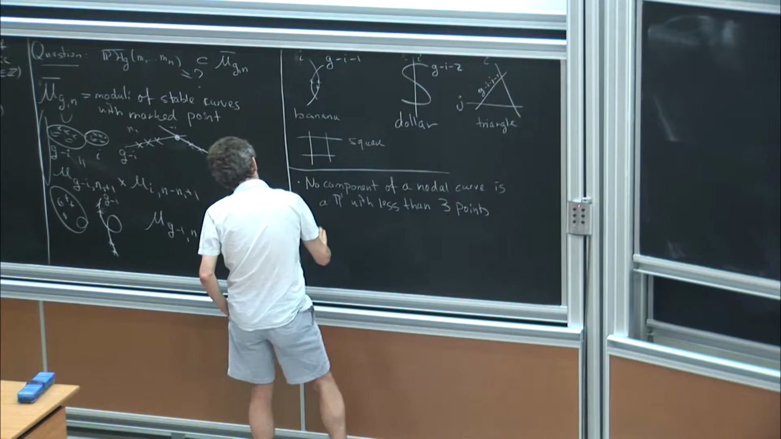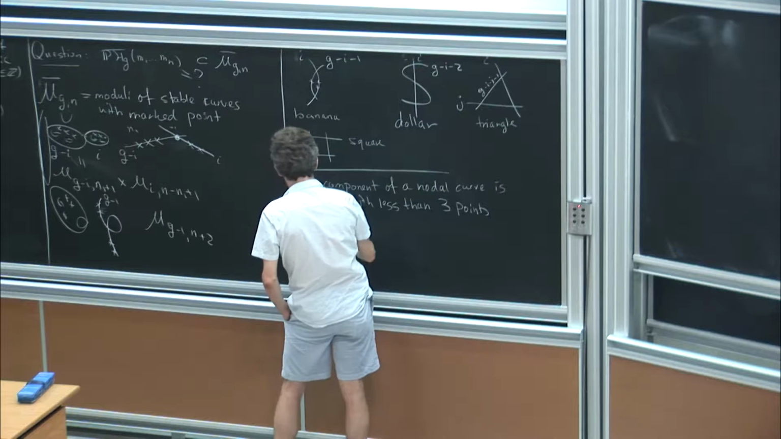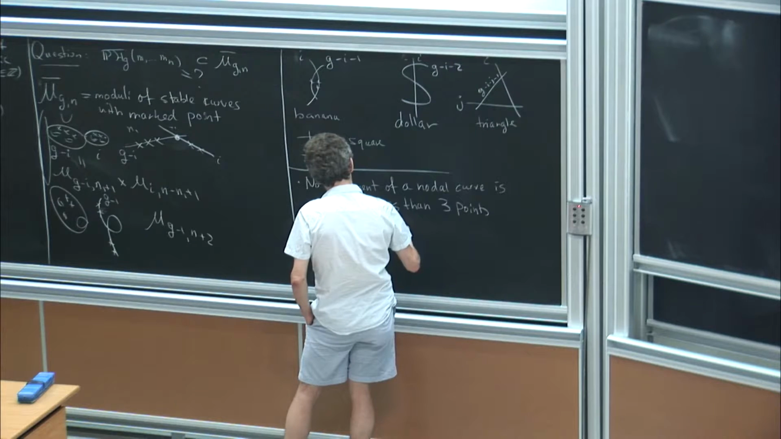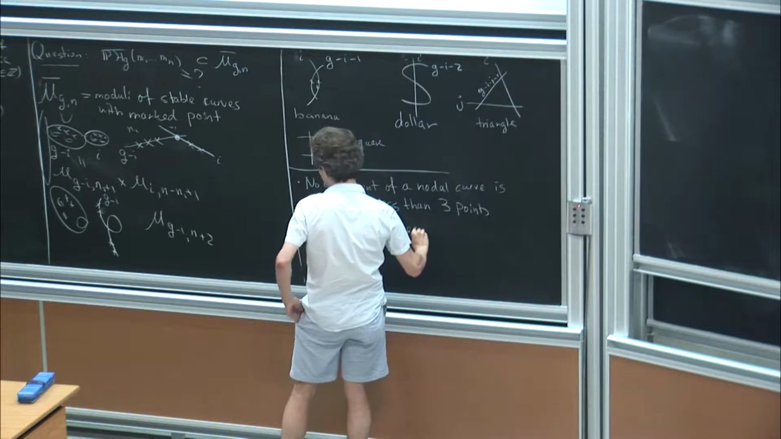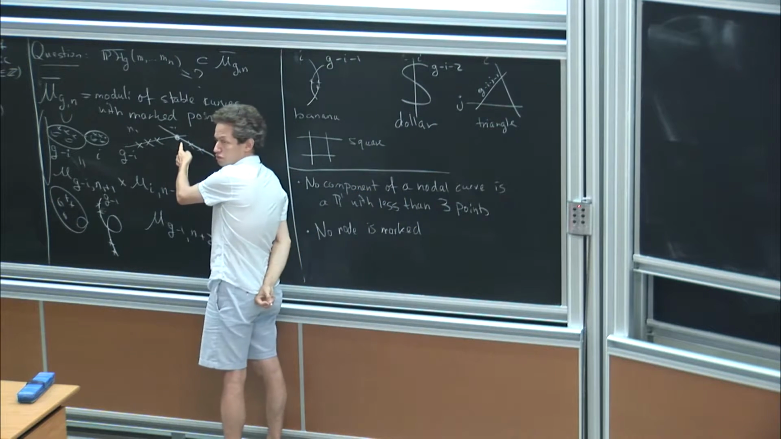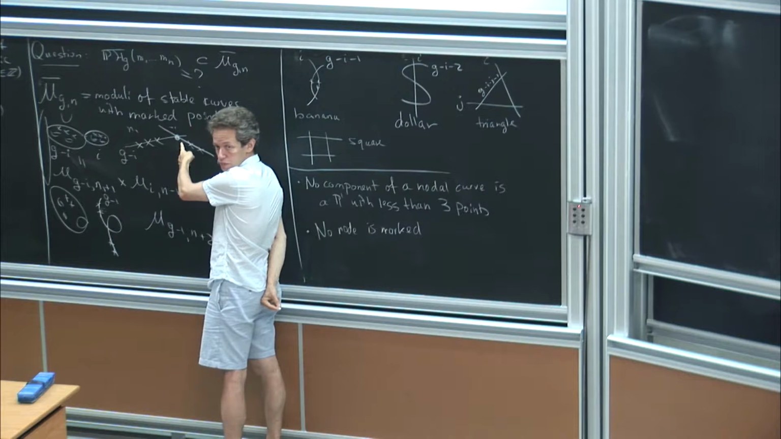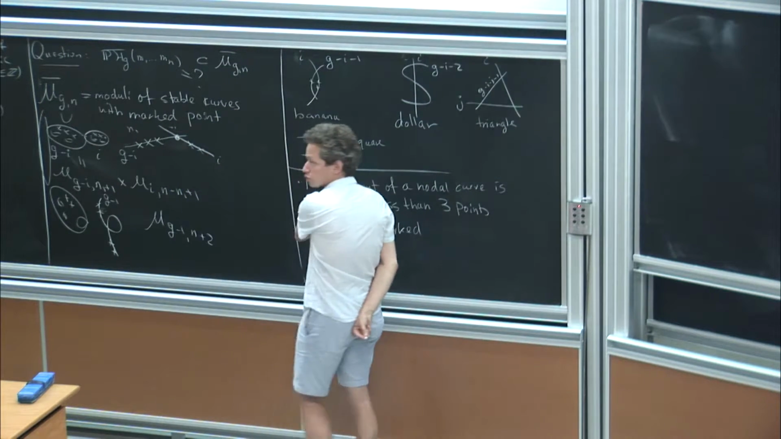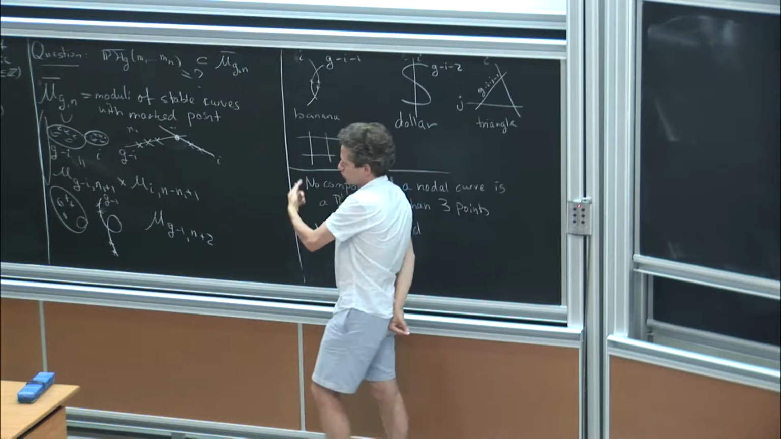Okay. And the second condition is that no node is marked, which is to say that I should not allow marked points to be put on top of the node. This is part of the data, right? It's not trivial immediately, at least it's true, it's not hard to prove, that this space will be compact, right? Because I'm somehow disallowing things.